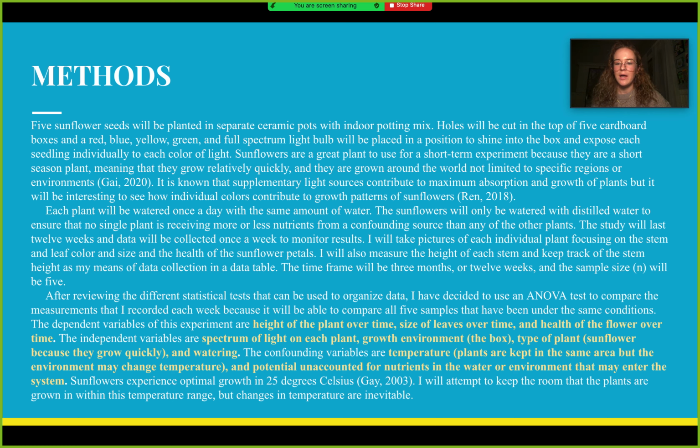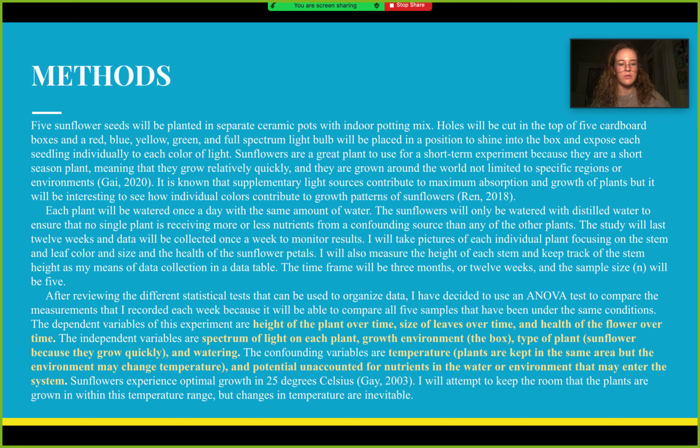So some dependent variables of the experiment will be the height of the plant over time, the size of the leaves over time, and the health of the overall flower. And my independent variables are the spectrum of light on each plant, the growth environment, which is the box, the type of plant, which is the sunflower, and the amount of water that they are receiving.